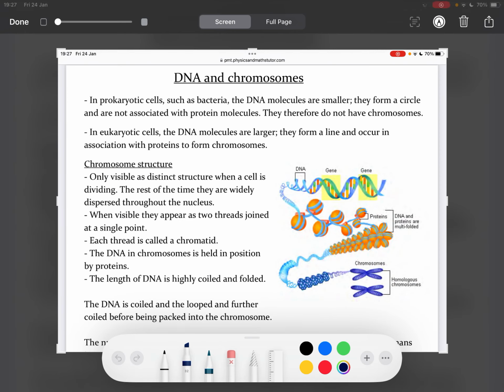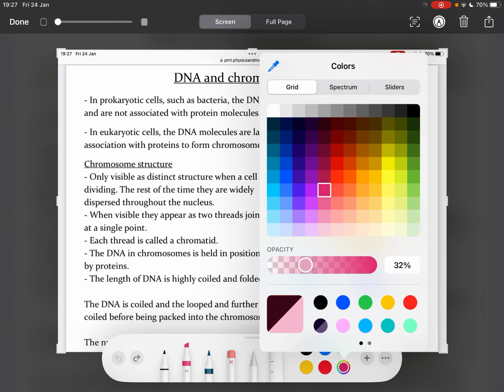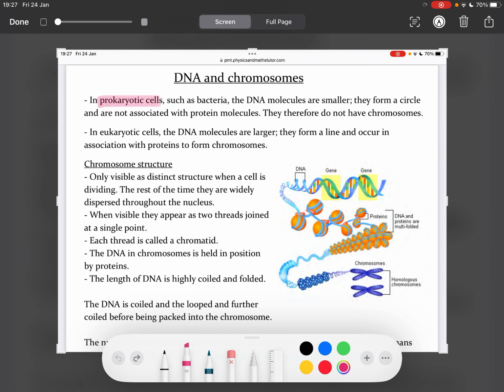In prokaryotic cells, such as bacteria. Bacteria is an example of a prokaryotic cell. There are 2 types of cells, if you know, right? And we're going to do another chapter about cells. In prokaryotic cells, the DNA molecules are smaller, they form a circle, are not associated with protein molecules, and therefore do not have chromosomes.